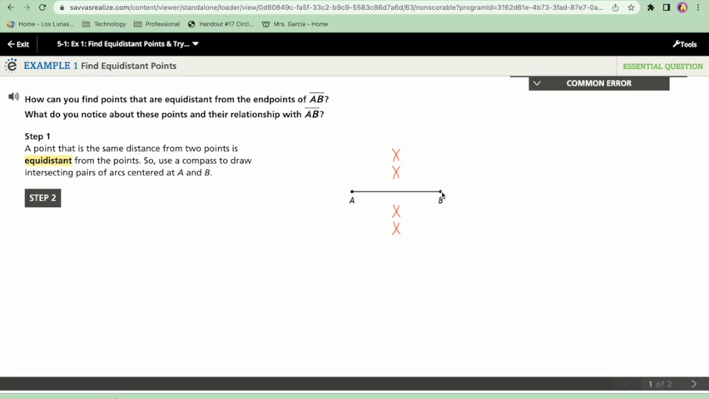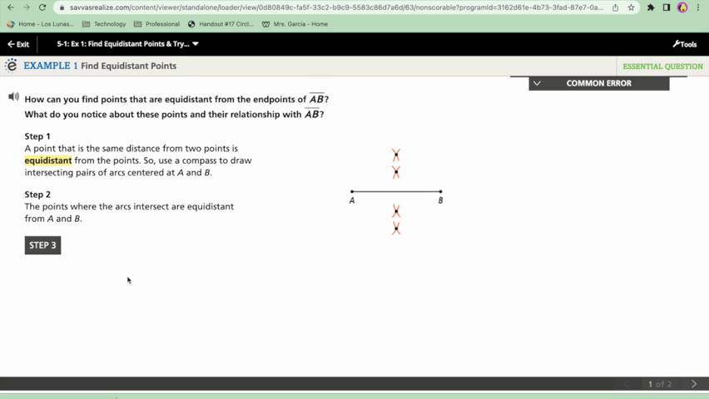So you're going to take your compass and you're going to open it up a little bit past halfway. And you're going to draw arcs. And you can try changing the length of your compass to draw different arcs. Okay, and so if your compass is less than halfway, it's not going to work. So it has to be greater than half. You draw your arc, and then you put it at point B, you draw the same arc, and they intersect.